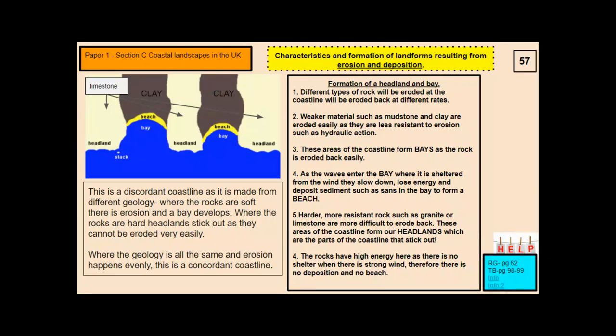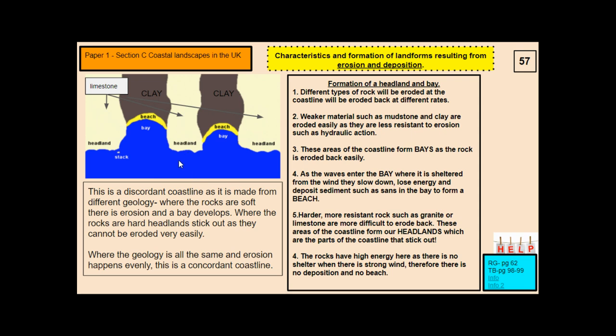So in this case, you can see we've got hard rock, which is limestone, and soft rock, which is clay, and they are in almost a pattern, in layers. They are at a 90-degree angle in this case, so perpendicular to the coastline. The waves will be approaching from this direction, from the bottom of your screen towards the top.